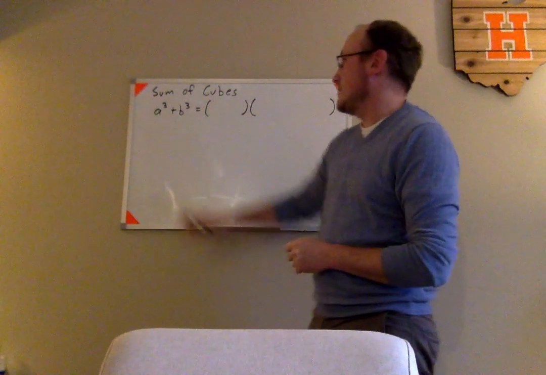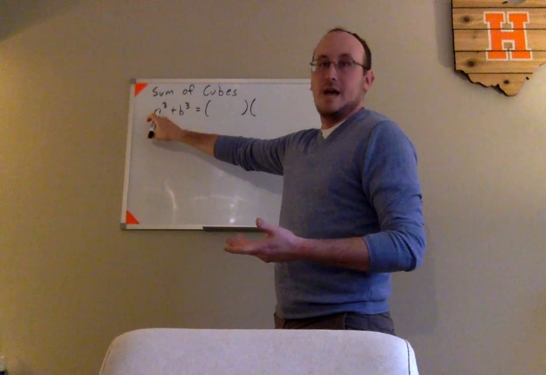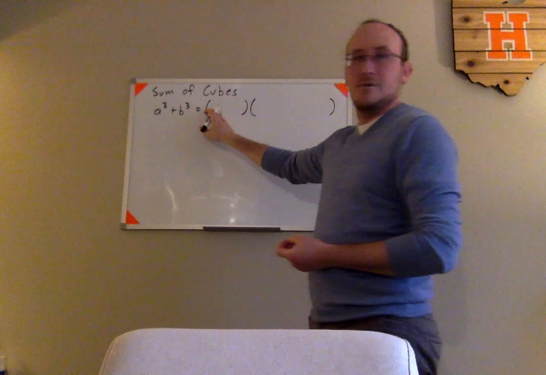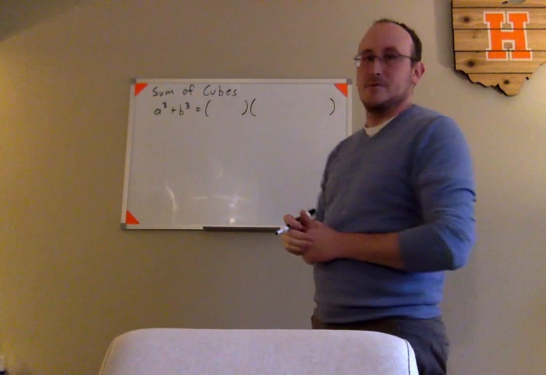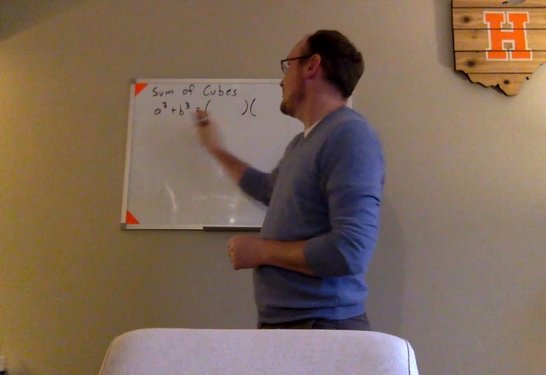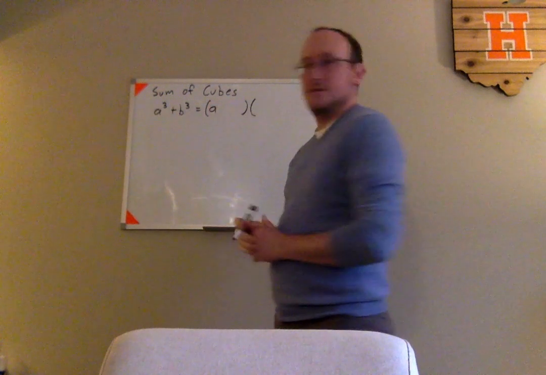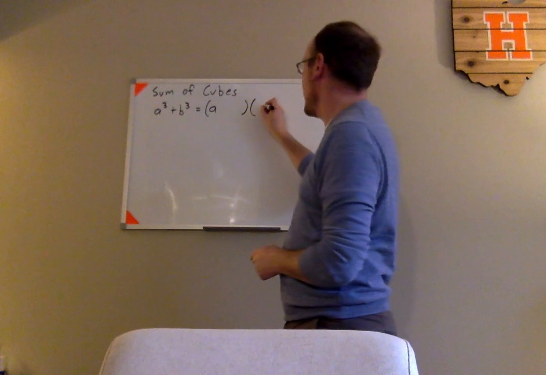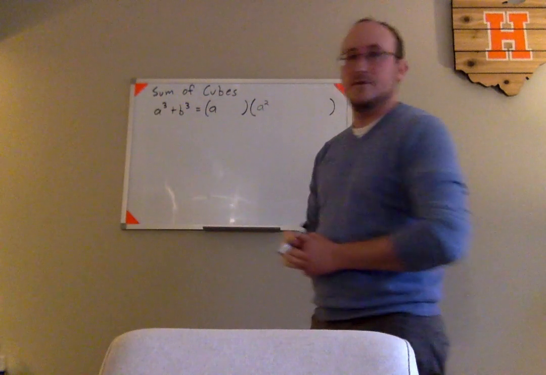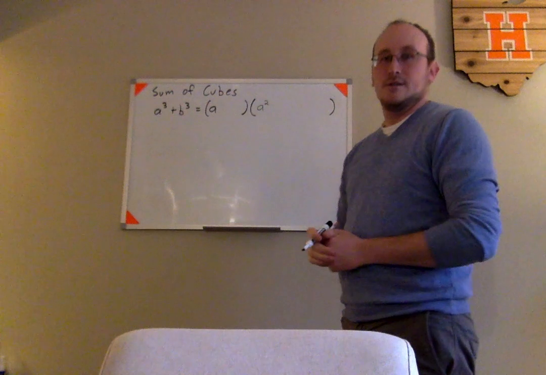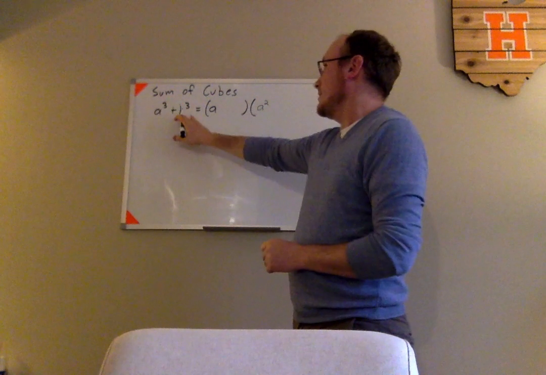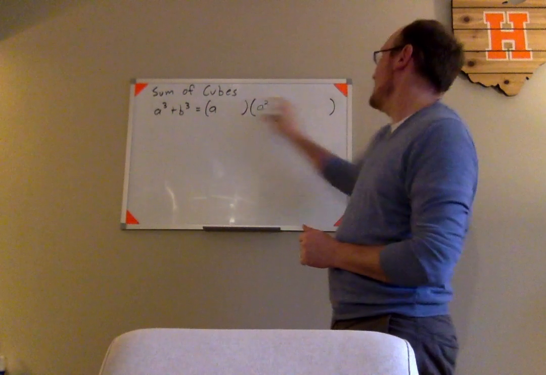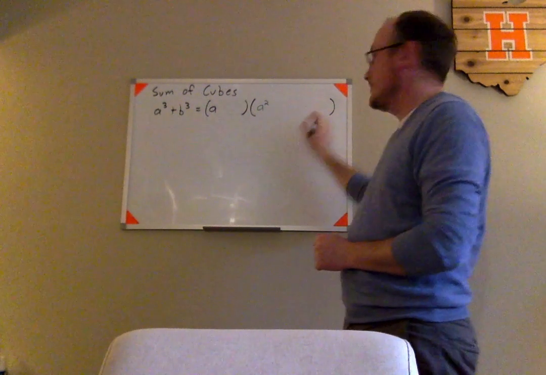So I just look and I say, well, okay, the first term here, a to the third power. I'm going to use that to fill in the first term of the binomial and the first term of the trinomial. I'm going to take one factor of a, fill in the first term of the binomial, and the other two factors, a times a, or a squared, to fill in the first spot of the trinomial. I'm going to use the last term here, the b cubed, to fill in the last spot in the binomial and the last spot in the trinomial.